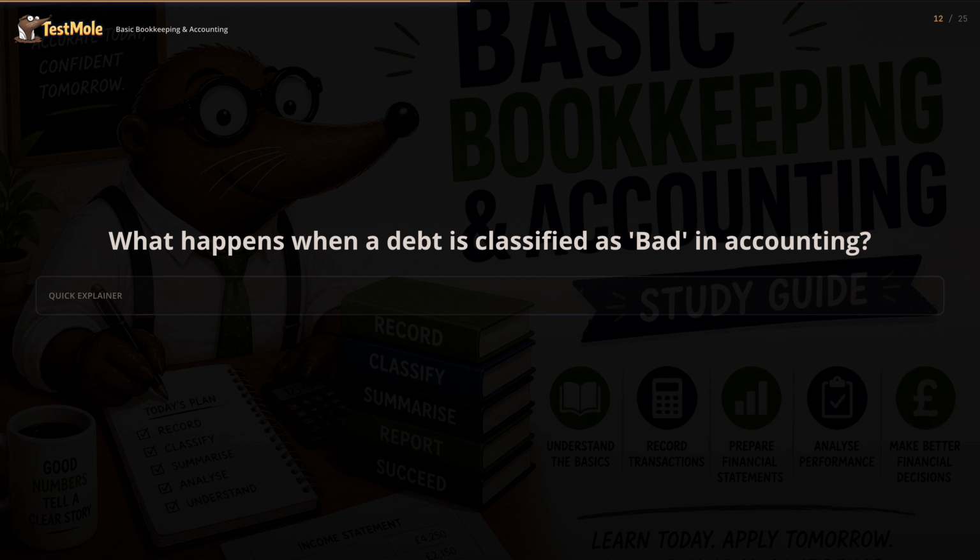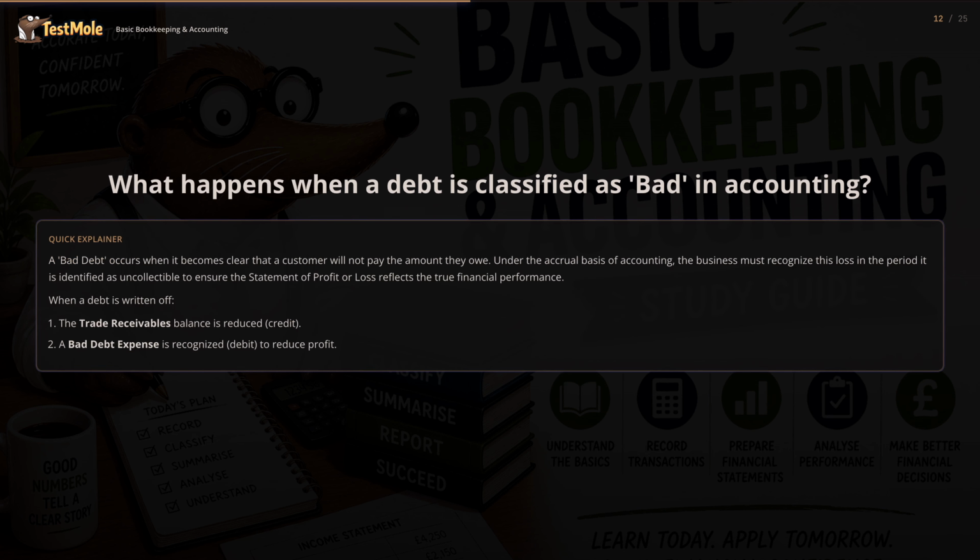What happens when a debt is classified as bad in accounting? A bad debt occurs when it becomes clear that a customer will not pay the amount they owe. Under the accrual basis of accounting, the business must recognize this loss in the period it is identified as uncollectible to ensure the statement of profit or loss reflects the true financial performance.